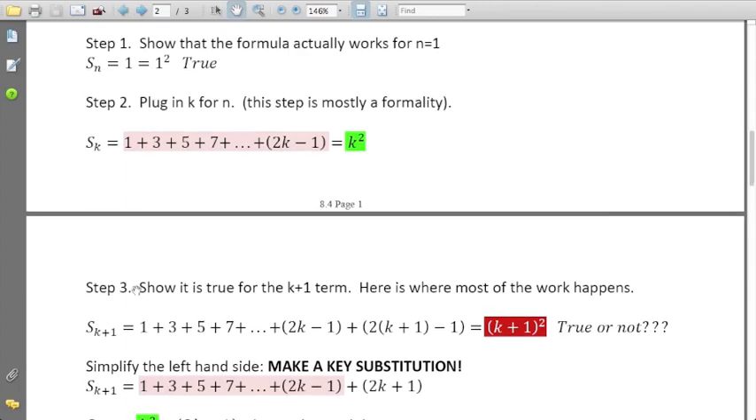Step 3 is where our work happens. I need to know if I were to add the next term in this sequence, would it be equal to k plus 1 squared? So this is how it works. You've got this down at the bottom. It goes from S sub k to S sub k plus 1. I just add one more to it. I put the same thing in, but you've got this part here, which was what we ended with up top. I'm going to add the next term to it, and then it's equal to k plus 1 squared, which used to be k squared.